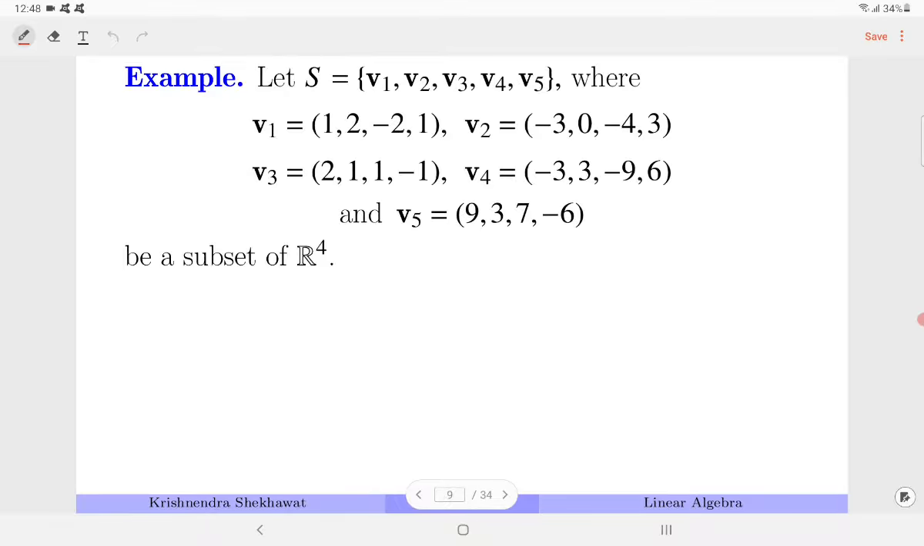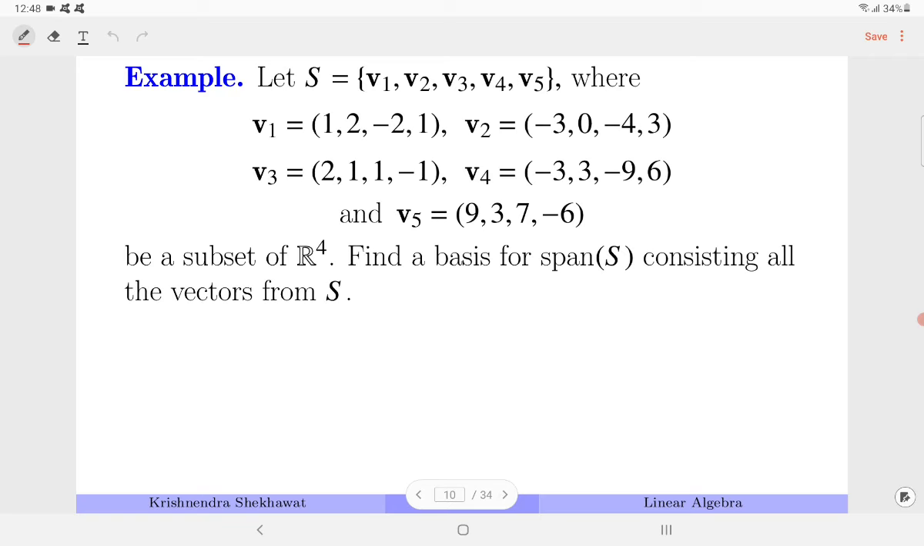Again, consider a set S. Find a basis for span S consisting of vectors from S. So this is the difference between the question we just discussed and this question. In the previous question, we just asked for the basis for span S. In this, we have asked for a basis for span S consisting of vectors from S. And therefore, the best choice is to represent each vector as a column and compute the basis for the column space of A.